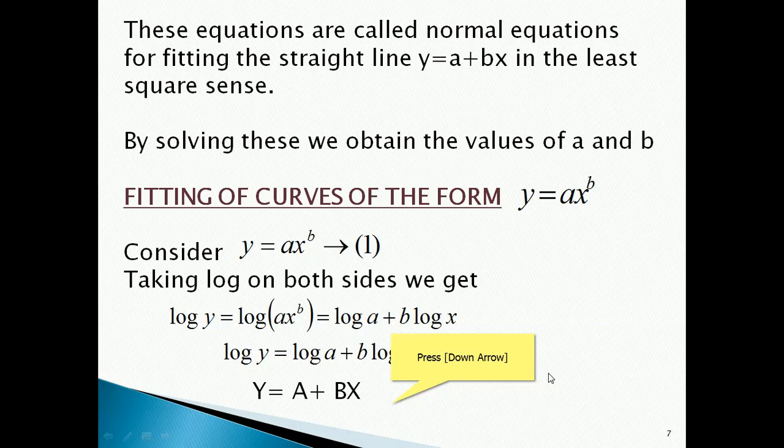Summation of xy is equal to a into sigma x plus b into sigma x square. That is the second normal equation. If you remember these two normal equations, easily you can fit a straight line y is equal to a plus bx for the given data.